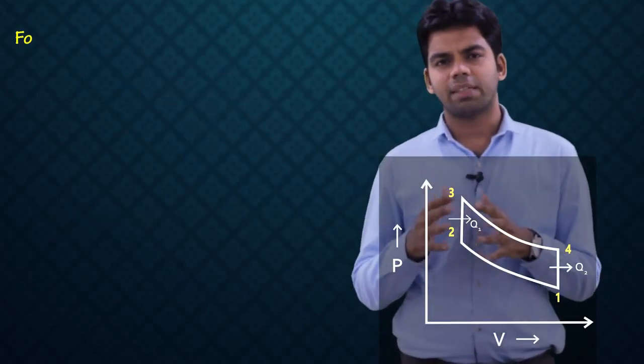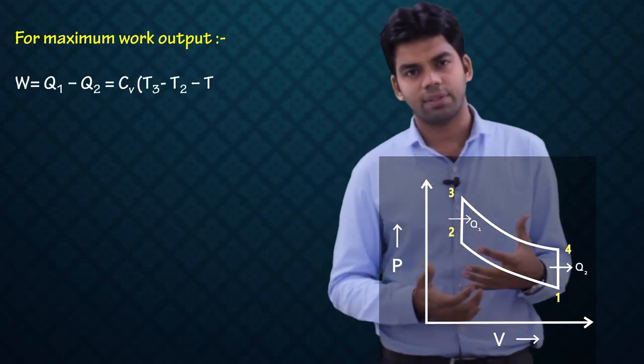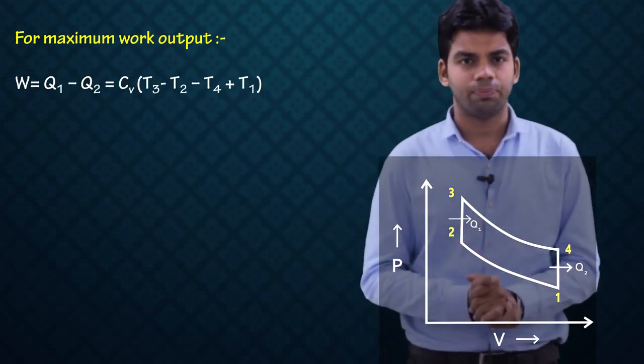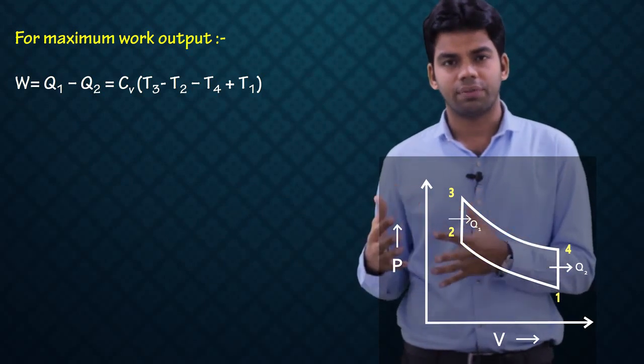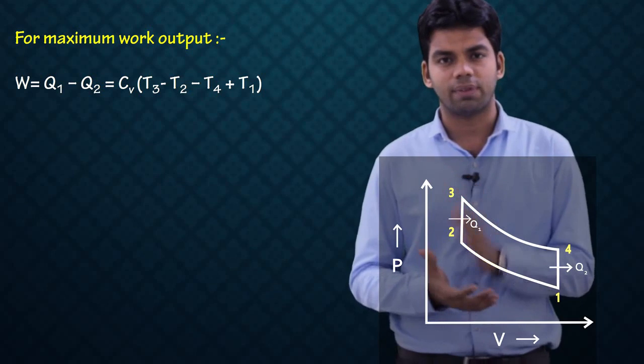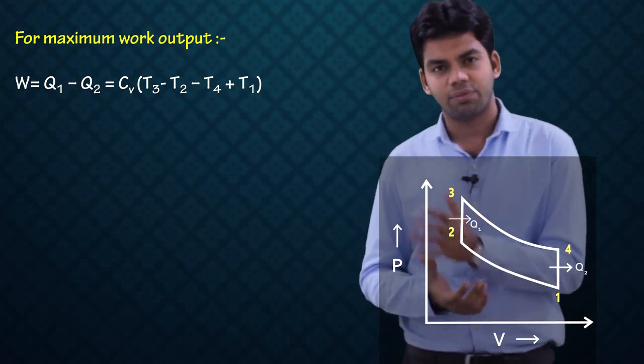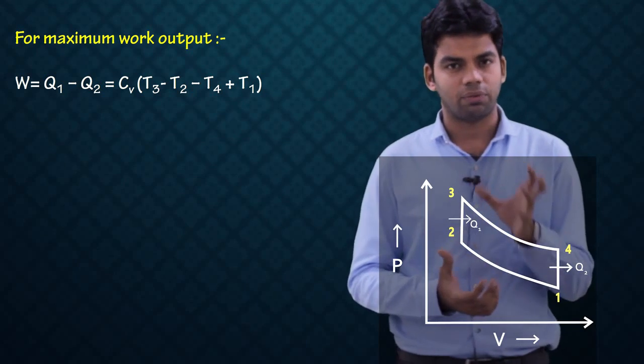Now let us determine the maximum work output for this Otto cycle. Work output, as we know, is equal to Q1 minus Q2. Q1 is Cv into (T3 minus T2) and Q2 is Cv into (T4 minus T1). Just putting the values, we get Cv into (T3 minus T2 minus T4 plus T1). This will be our work done.